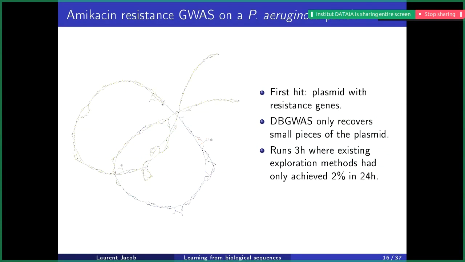But the main contribution was a new exploration procedure that used the pruning that I was talking about. And it runs in 3 hours for the whole GWAS, whereas if you use the previously existing exploration methods, you explore only 2% of the same number of subgraphs in 24 hours. So it's the main contribution of this work.